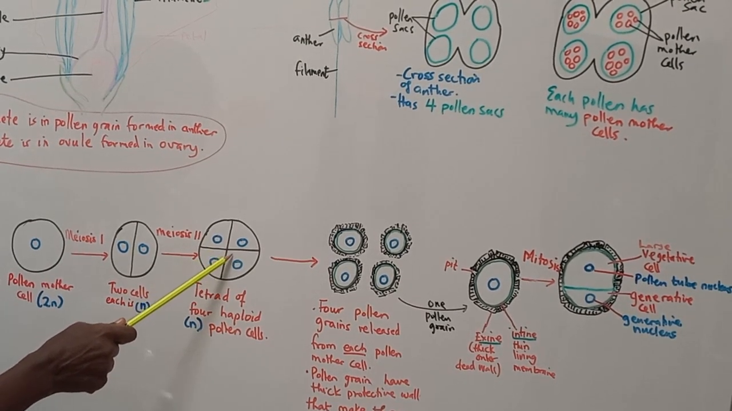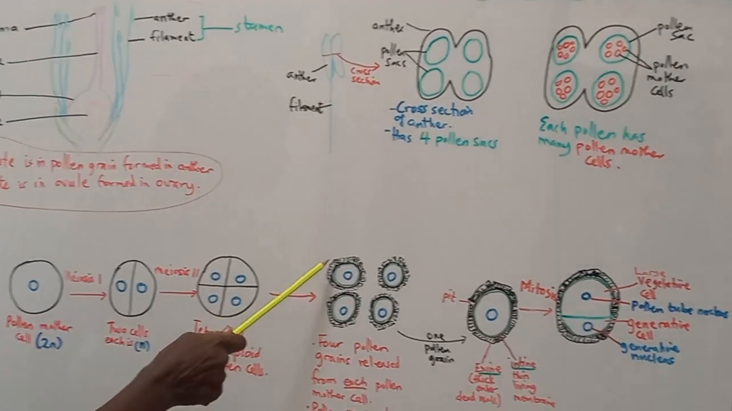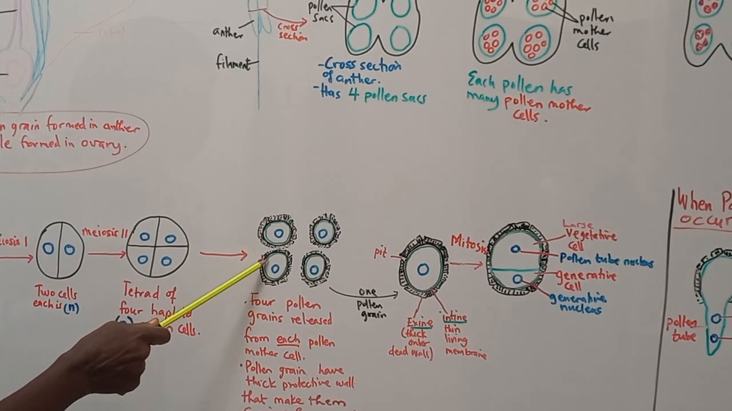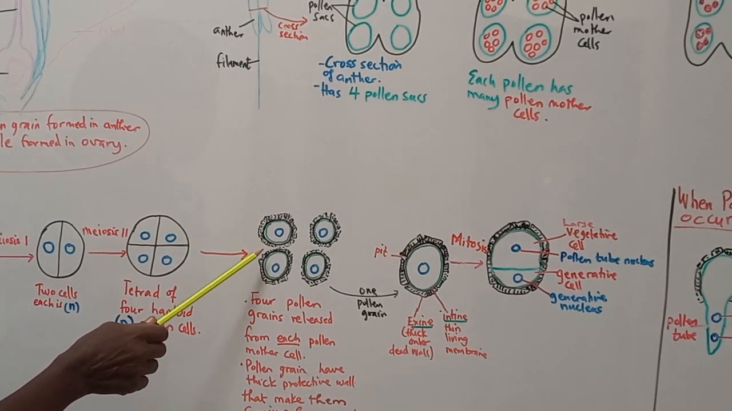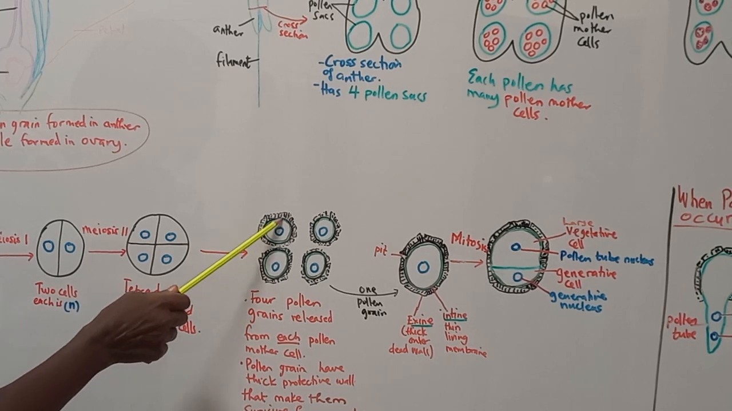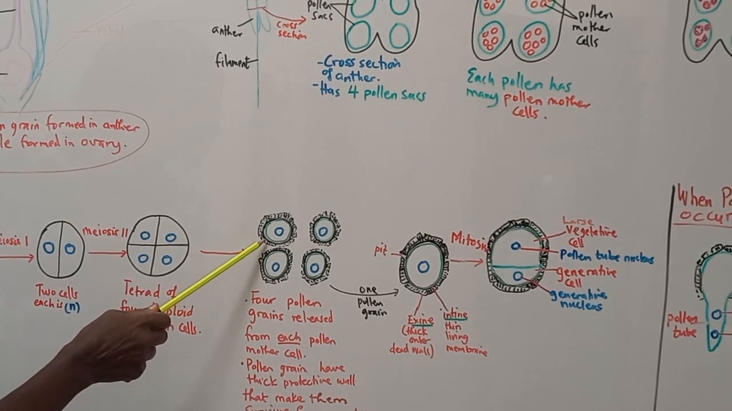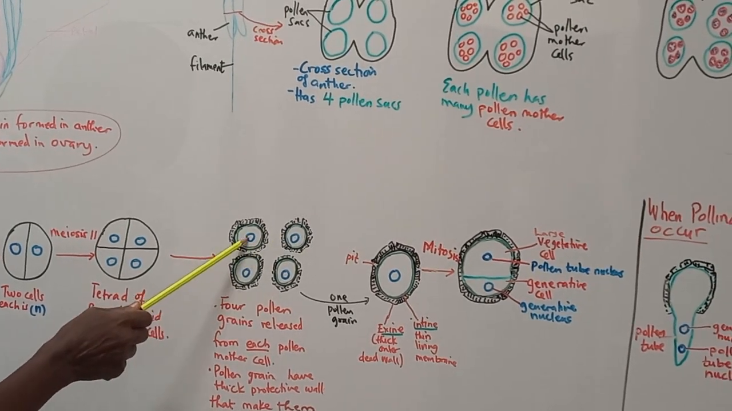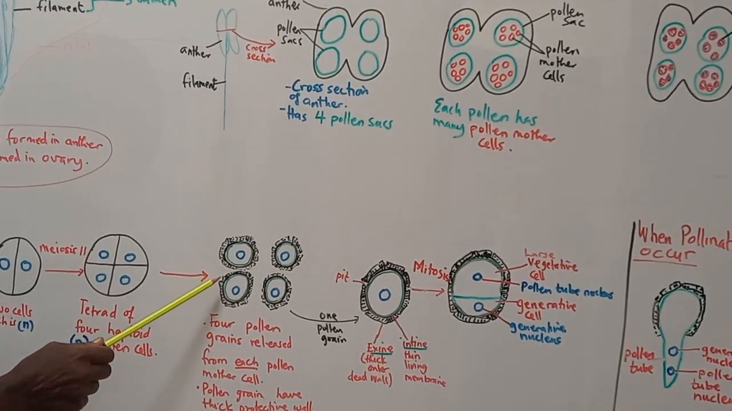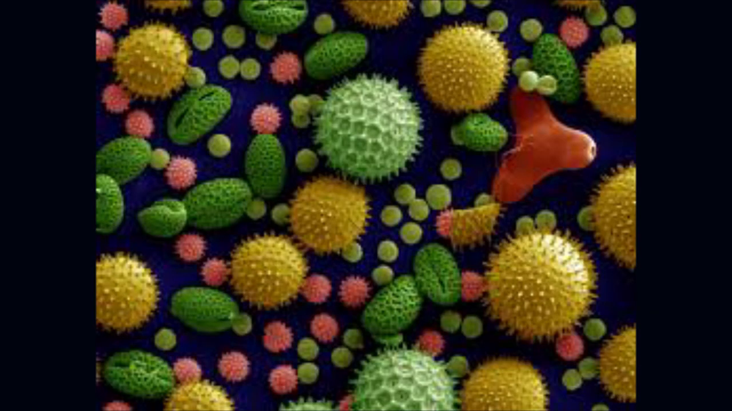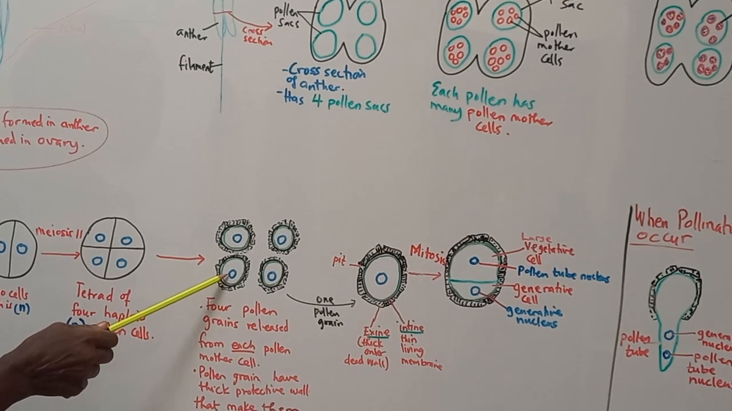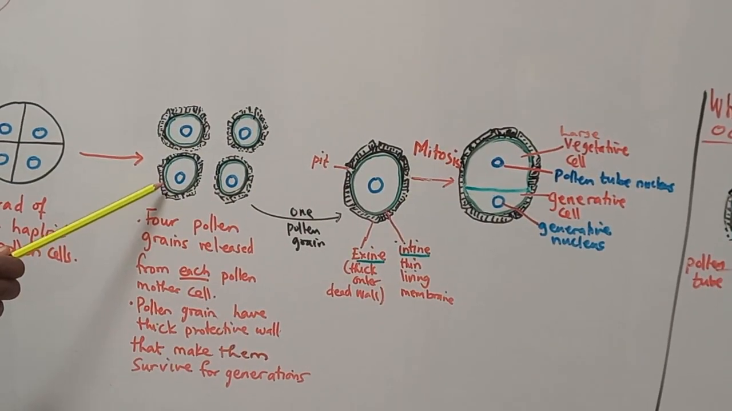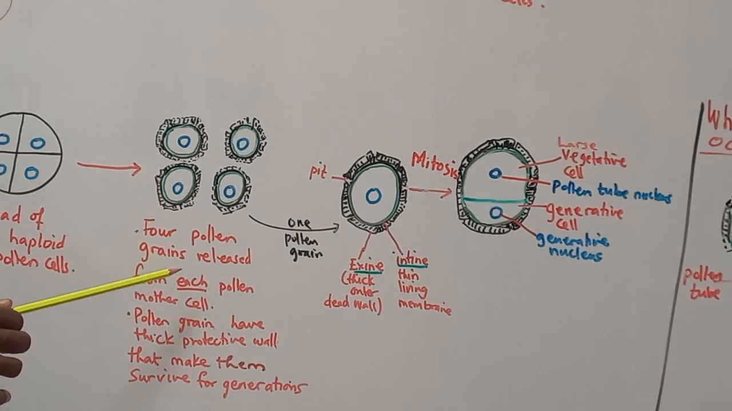Now, these haploid cells, each of them forms a thick covering around itself and becomes a pollen grain. So the pollen grain has a thick outer wall called exine, and these outer walls form a protective case around the nucleus. Because of the protective wall, the pollen grain can live for generations, protecting the nucleus inside. And each species has its own characteristic pollen grain shape and design.